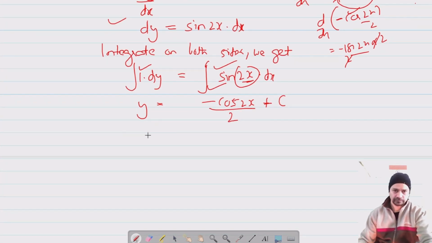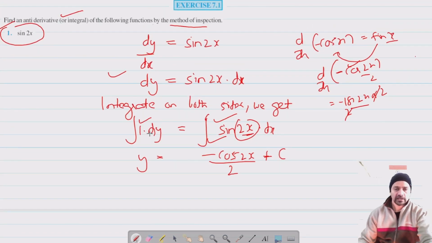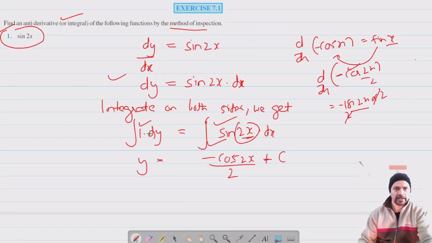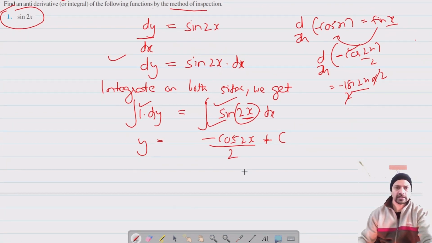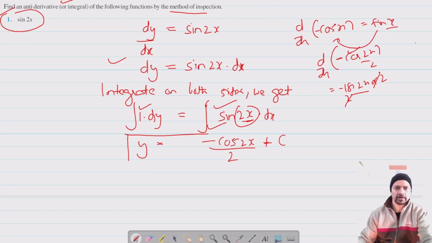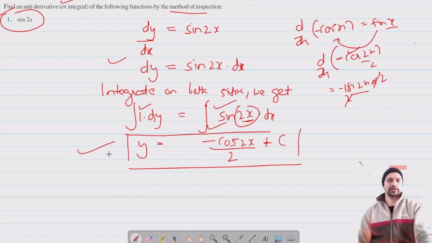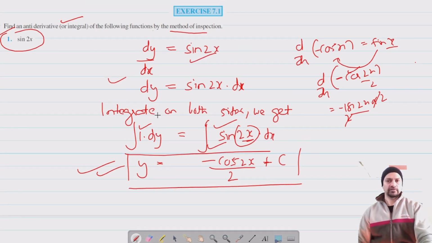And so this is the antiderivative of this function. That is, our function is y is equal to minus cos 2x by 2 plus c, and if you differentiate this, you will get sine 2x. This solves our question number one.